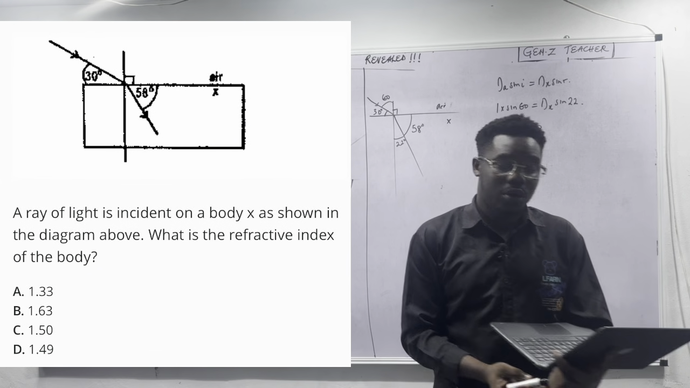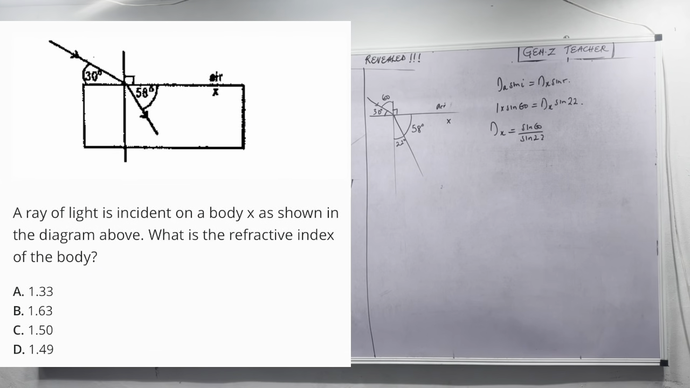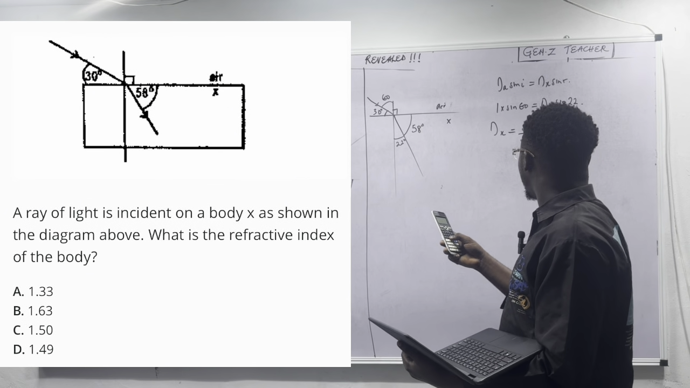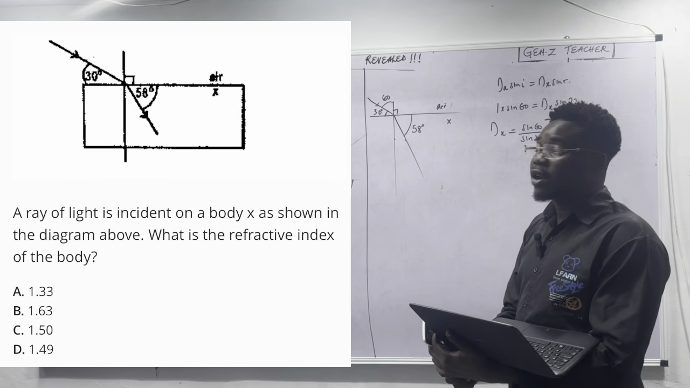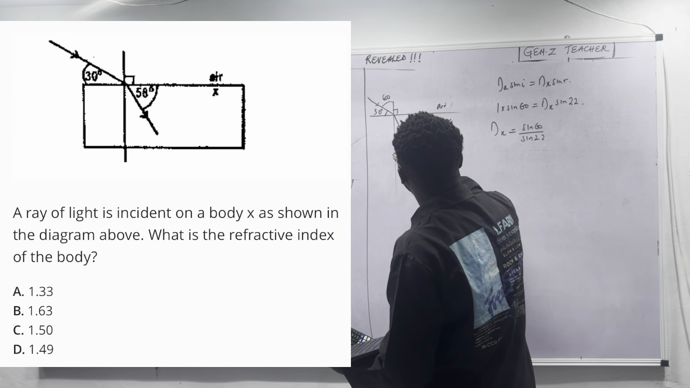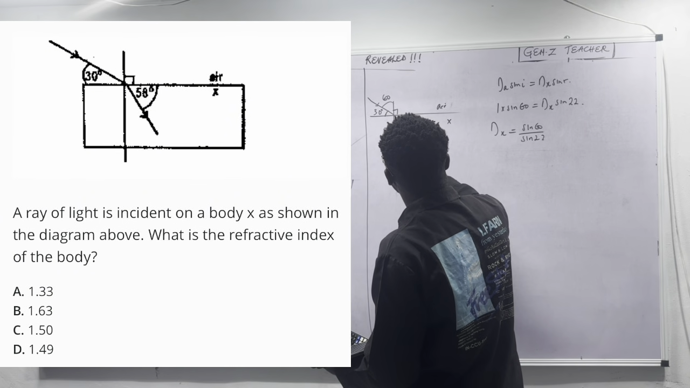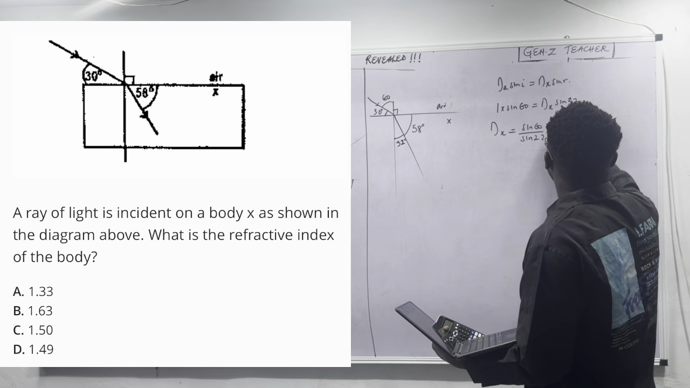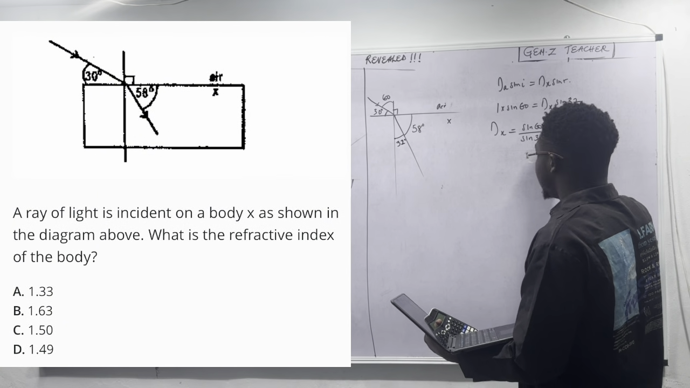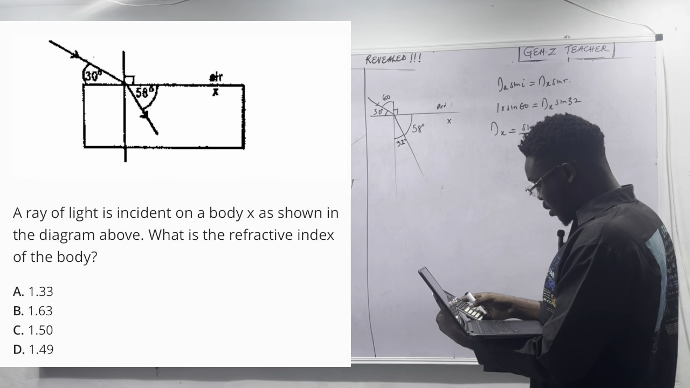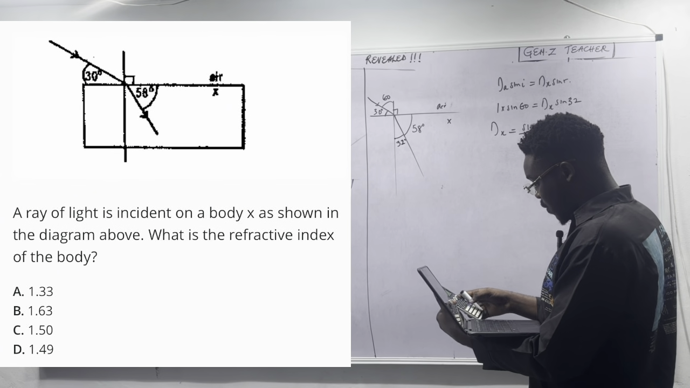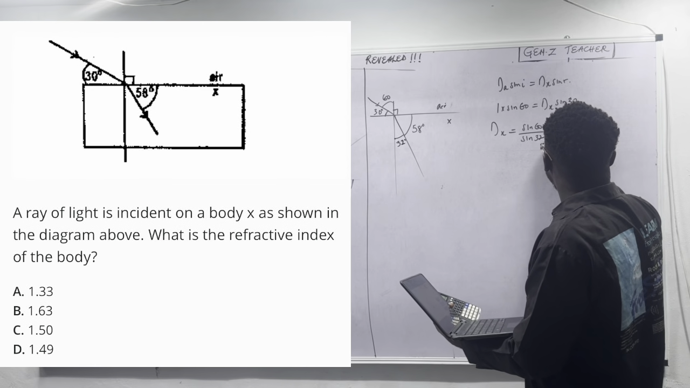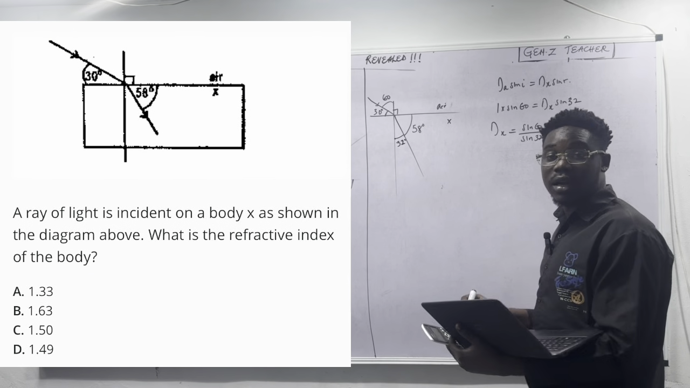So let's solve that with a calculator. We have sine 60 divided by sine. Sorry for that mistake. This angle is not 22. This angle is 32. Okay, that's my bad. 32 because 90 minus 58 gives you 32. So here should be 32 and here should be 32. So let's divide that again. So sine 60 divided by sine 32, and that should give you 1.63 as the index for X.